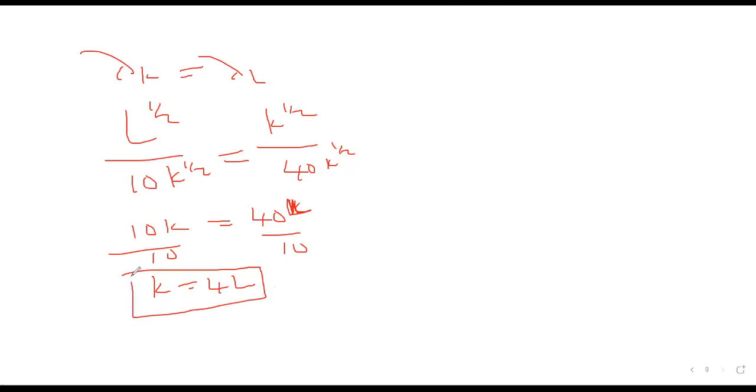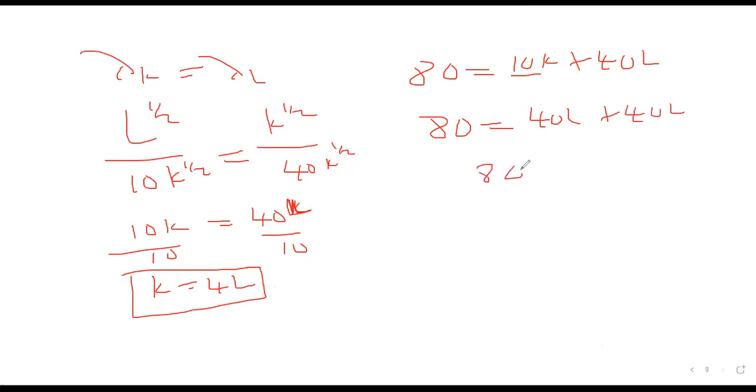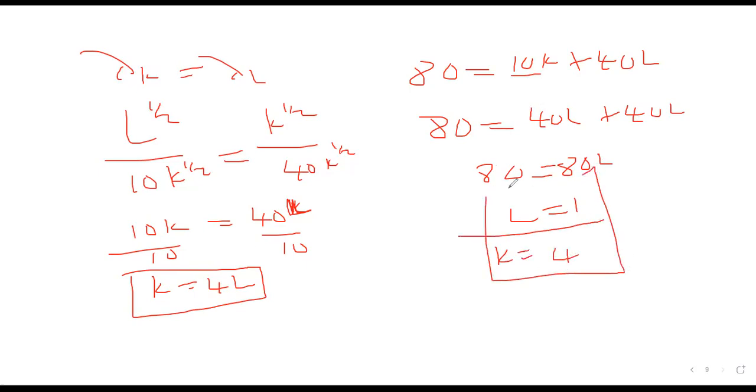So now after finding this, we go back to our budget line. Our budget line is simply 80 is equal to what? 10K plus 40L. Where there's K, we'll put 4L. So this will be 40L plus 40L, which will give us 80 is equal to 80L. So meaning our L is equal to 1. And when we put our 1 there, our K is equal to 4. So ultimately, we get the same answers, whether we're using the Lagrangian long formula or the short formula that we understand.